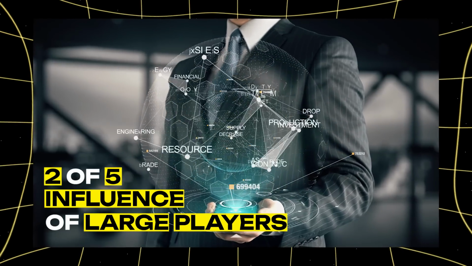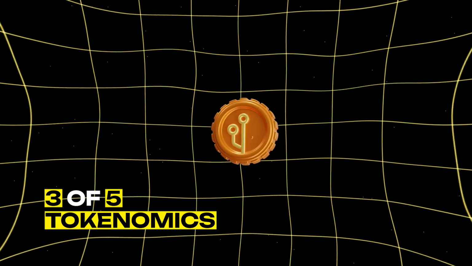2. Influence of large players. Major investors, often called whales, can substantially impact liquidity and prices. Monitor their actions to anticipate potential market shifts. 3. Tokenomics. Cryptocurrencies with well-planned token supplies tend to be more stable. Oversupply can diminish liquidity and potentially lead to inflation, reducing the token's value.